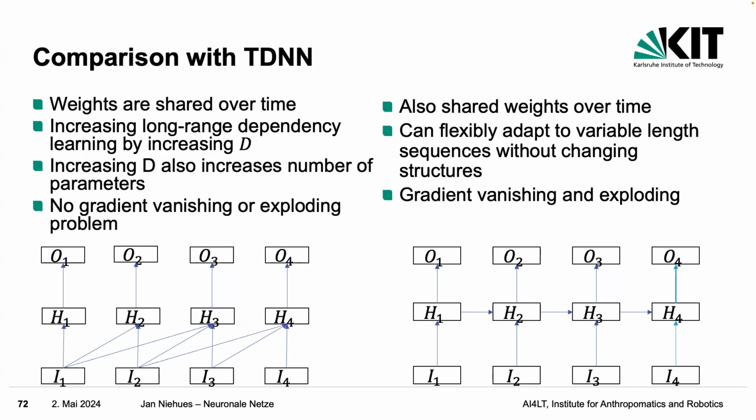In contrast, in an RNN, you can flexibly adapt to the number of context because you always have this hidden state stored. Therefore, you have to deal with this problem of gradient vanishing and exploding, while you don't have this type of problem in the TDNN and CNN.